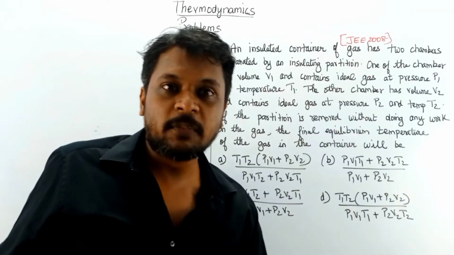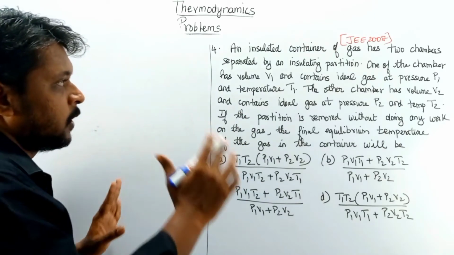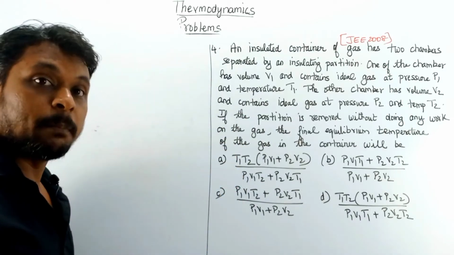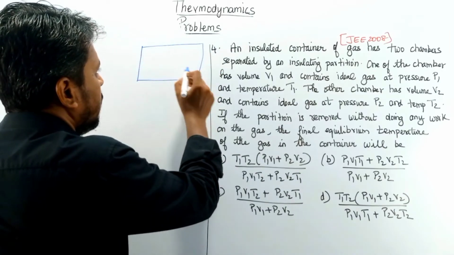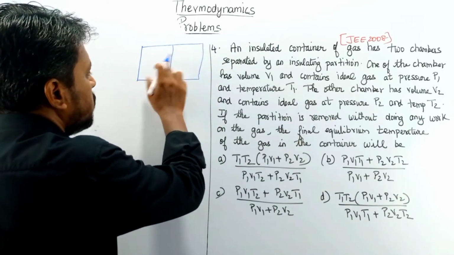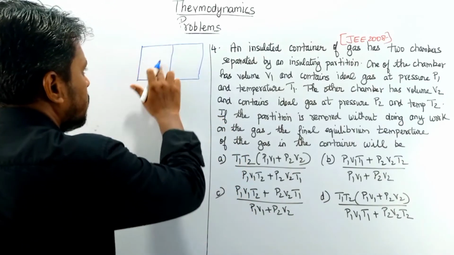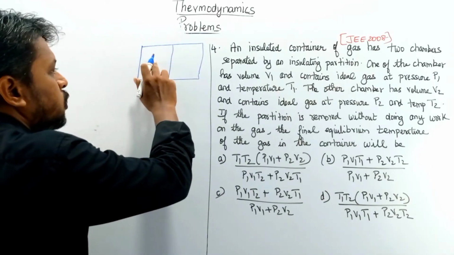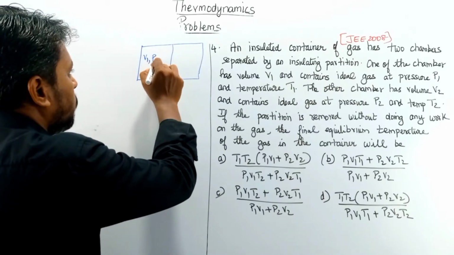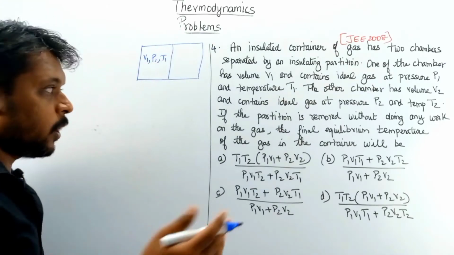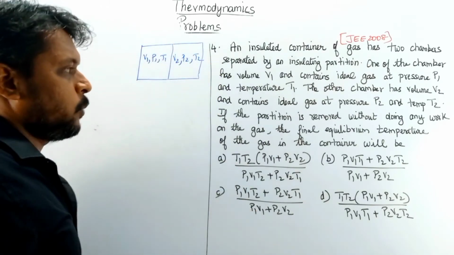Okay, the fourth problem. In this problem, they are given an insulated container of gas that has two chambers separated by an insulating partition. So first we have an insulated container. It has two chambers, 1 and 2, which are separated by an insulated partition. This chamber contains gas, this chamber also contains gas. One chamber consists of gas of volume V1 at pressure P1 and temperature T1, and the other has volume V2, pressure P2 and temperature T2. That was given in the question.